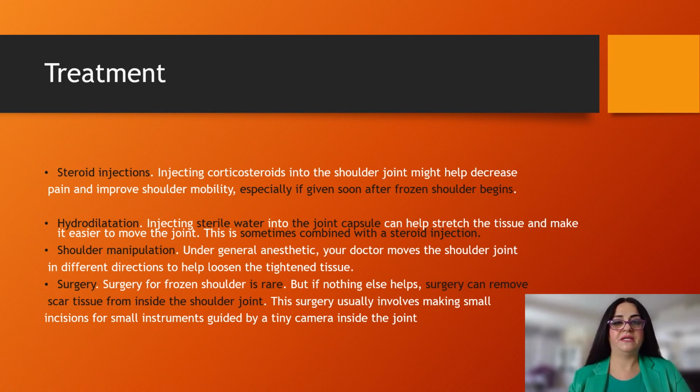If the oral medication doesn't work, your doctor might decide to go for a steroid injection in the shoulder joint or hydrodilatation using sterile water to dilate your capsule, and it can be combined with the steroid injection. And then sometimes we use manipulation of the shoulder joint under anesthesia, which improves your movement, and sometimes surgery, arthroscopic surgery, as a tool to remove the thickened capsule and help to improve the joint movement.